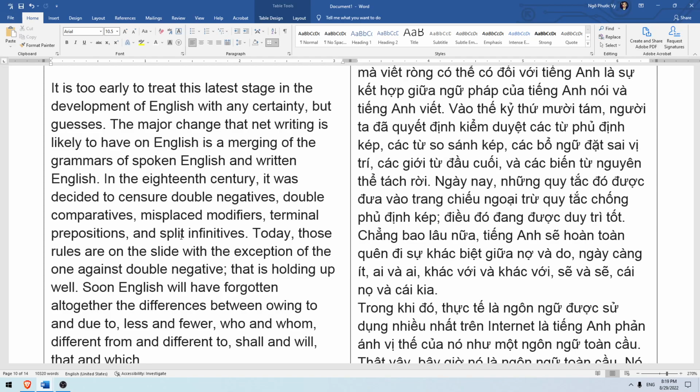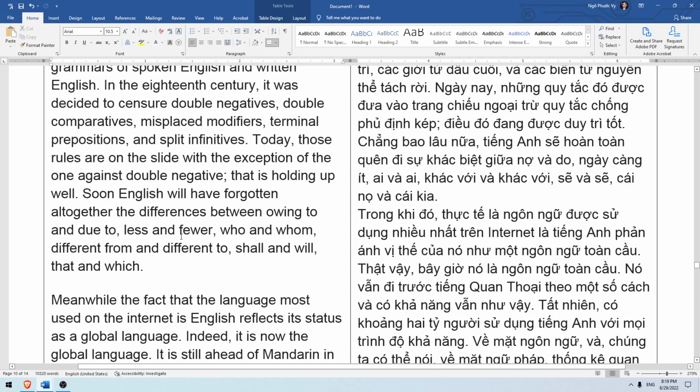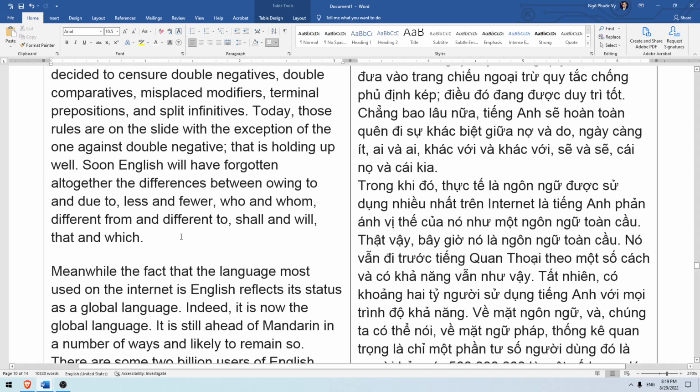The major change that net writing is likely to have on English is a merging of the grammars of spoken English and written English. In the 18th century, it was decided to censor double negatives, double comparatives, misplaced modifiers, terminal prepositions, and split infinitives. Today, those rules are on the slide, with the exception of the one against a double negative that is holding up well.